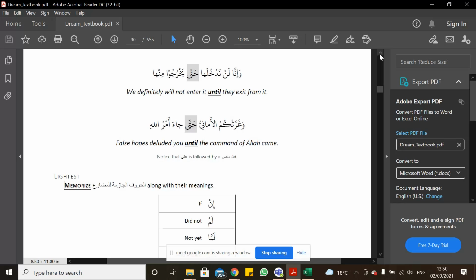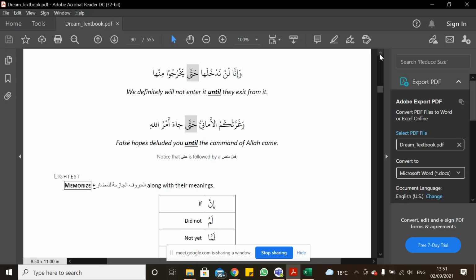And then we have hatta. Now, first, try to translate nadkhuluha. Adkhulu means to enter. So what does nadkhuluha mean? We enter. Nadkhulu means we enter. Lan means we will not. So first thing is we enter.